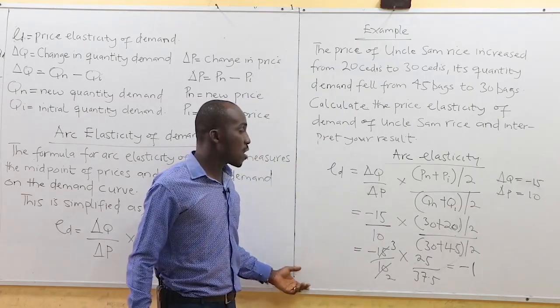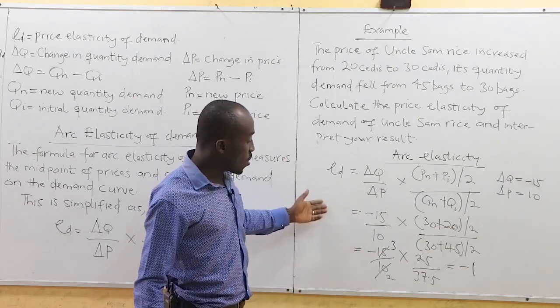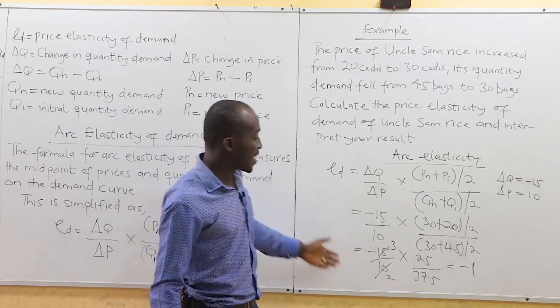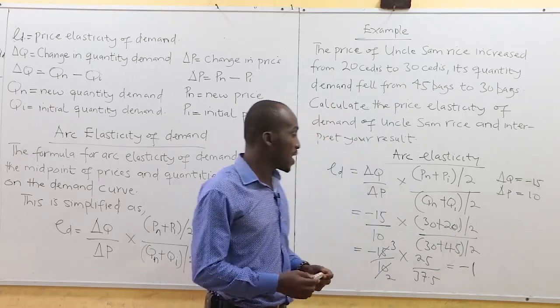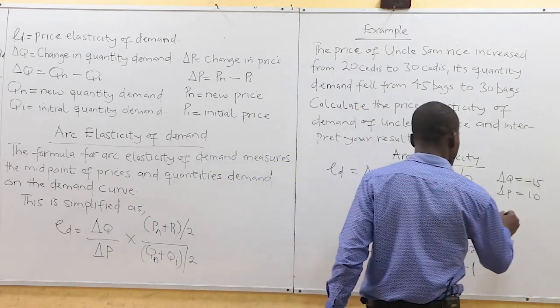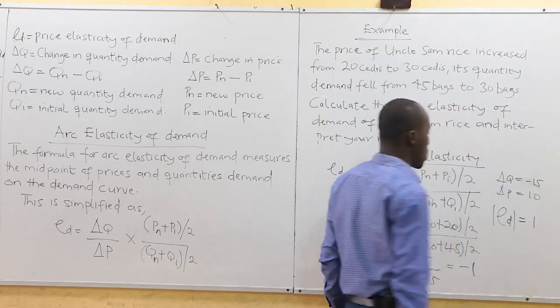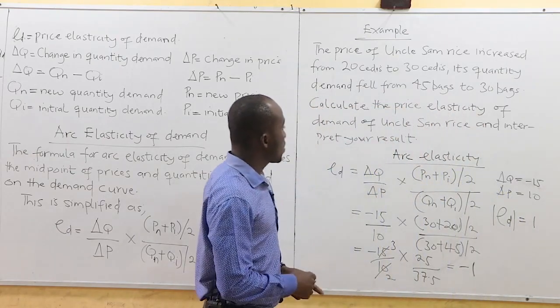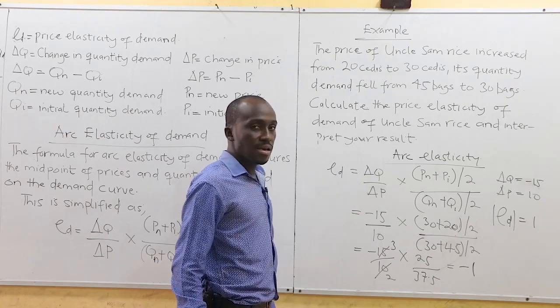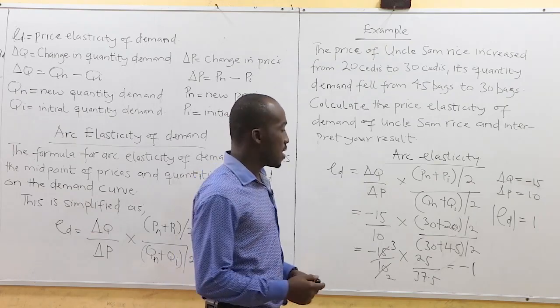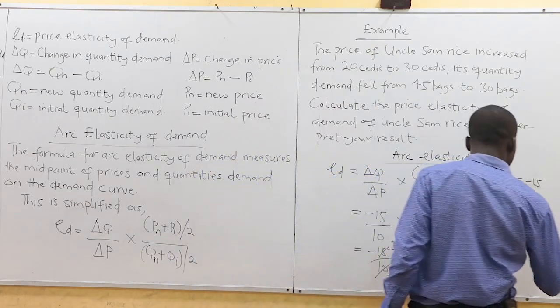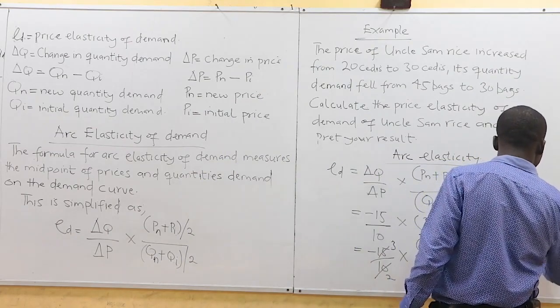So I've told you that always, when you do elasticity of demand, you get a negative. So you have to find the absolute. Let's find the absolute. The absolute is equal to +1. What does it mean? It means that the product is unitary elastic.